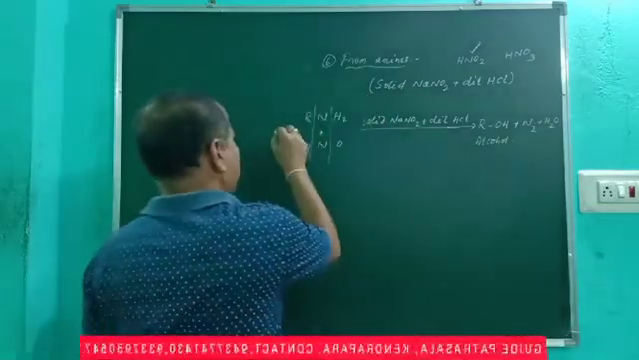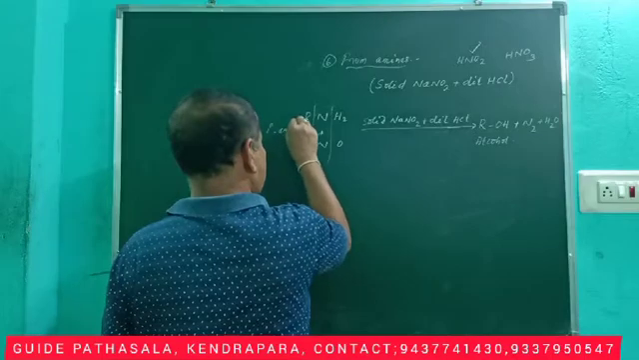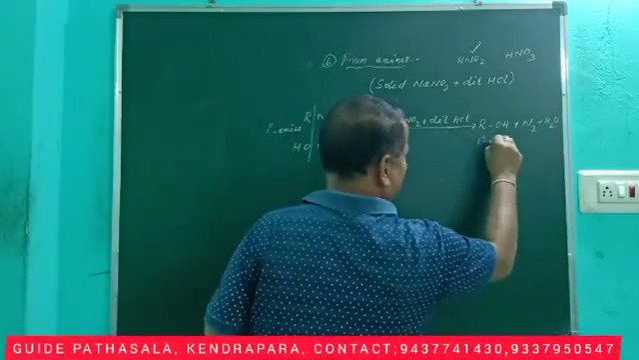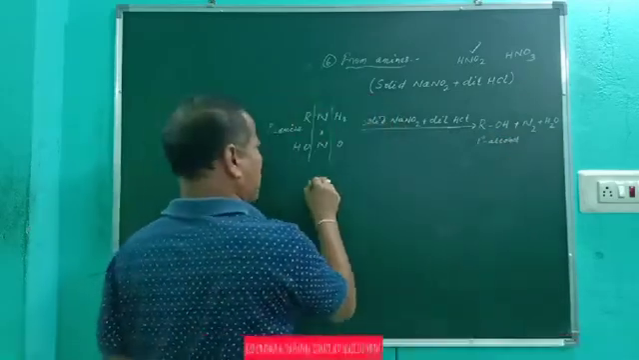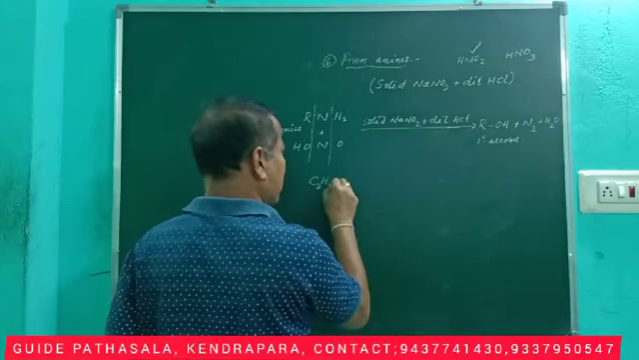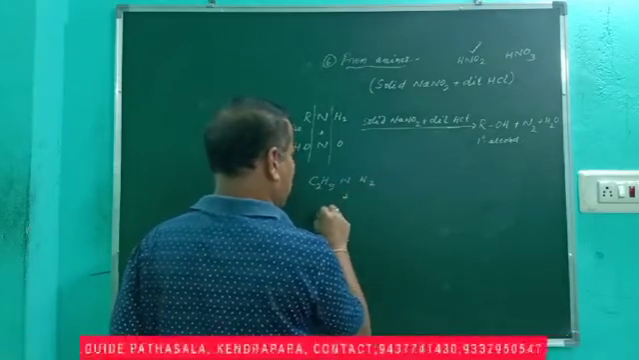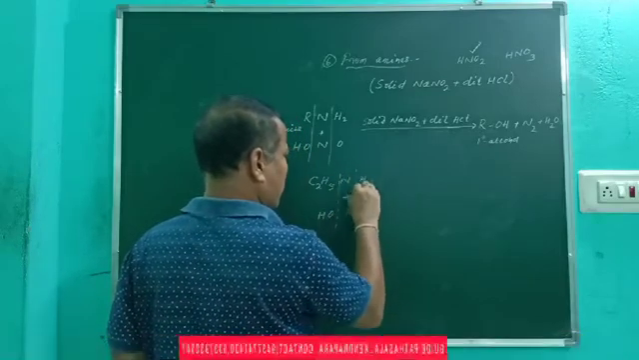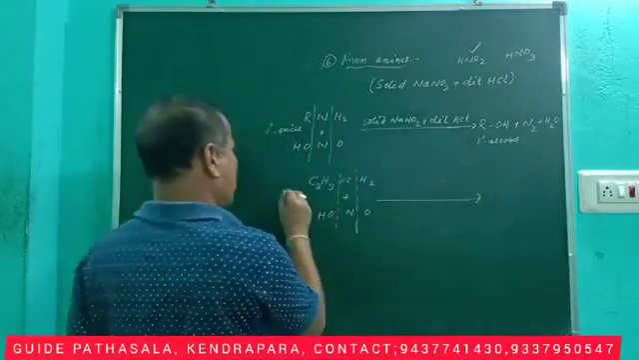RNH2 is your amine, a 1 degree amine, and this is a 1 degree alcohol. If you take ethyl amine, C2H5NH2, plus nitrous acid, HONO.